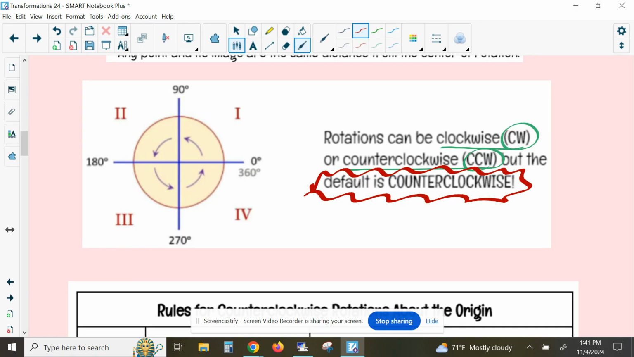Which is kind of backwards in my head because I always want to think default is like the clock, but it's backwards. So do make sure you note that. You do know the big major ones. 90 is 1/4, 180 is halfway around, 270 is 3/4 of the way, and then obviously 360 is all the way around. So just make sure you know those.